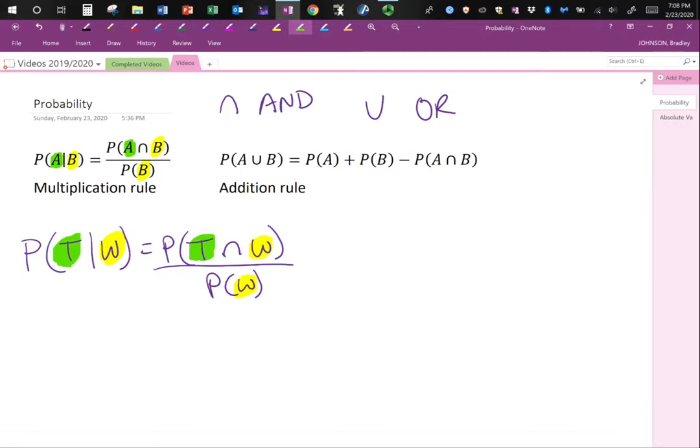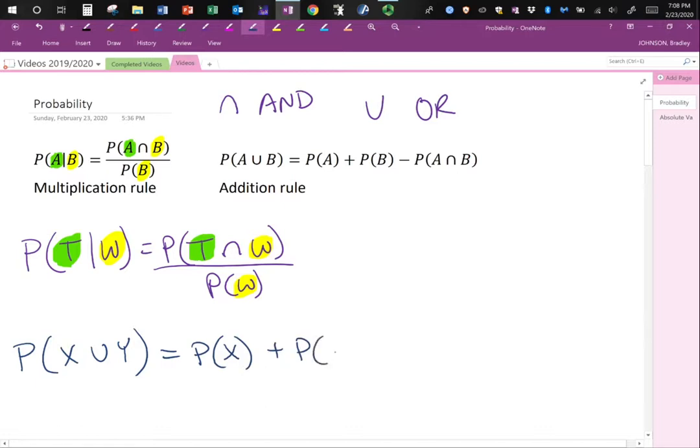Sometimes in word problems, switching the letters will help keep things more organized. I can do the same thing with the addition rule. So the probability of, let's just say, X or Y, or X union Y, equals the probability of X plus the probability of Y minus the probability of X and intersection Y. As you can tell, I just followed the pattern.